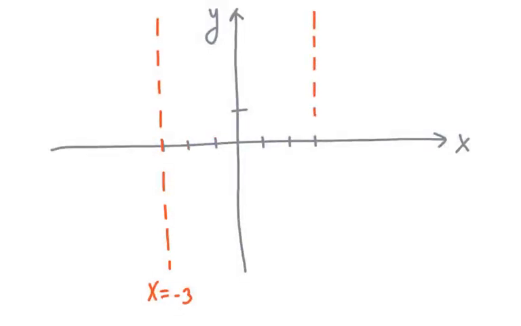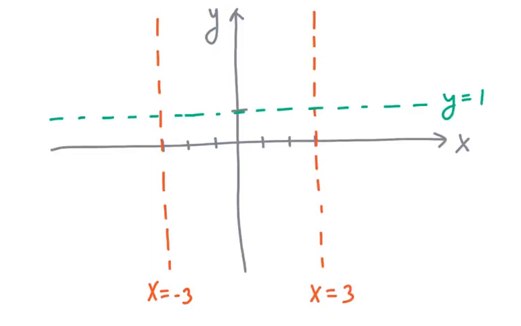Another vertical asymptote at x equals +3, and horizontal asymptote at y equals 1. Cool, so we're just starting to get a little feel for our function.